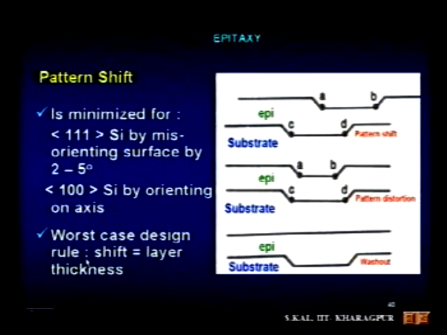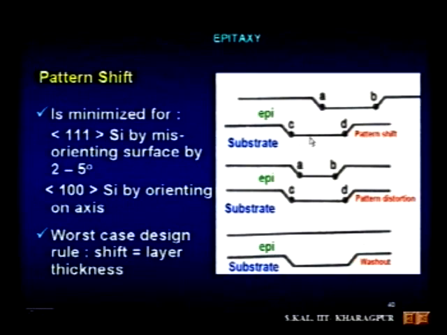First case design rule is shift equal to layer thickness. So, worst case design, shift equal to layer thickness. Whatever the shifting here, that is equal to layer thickness, meaning how much thickness you are growing the silicon epitaxial layer. Okay, so this is a rough calculation, a rough estimation you can do.